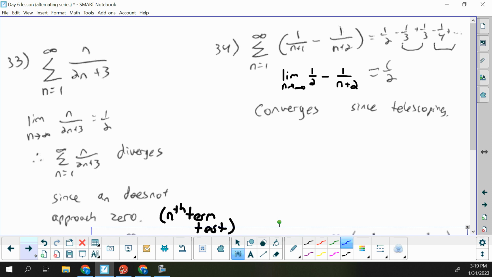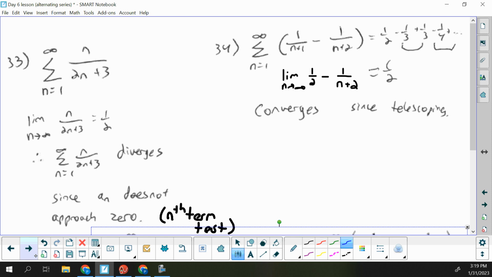33, as n goes to infinity, we've got the same degree, and the ratio of leading coefficients is 1/2. So when n goes to infinity, if your individual terms of the series are not going to 0, then that automatically diverges, and that's the nth term test.